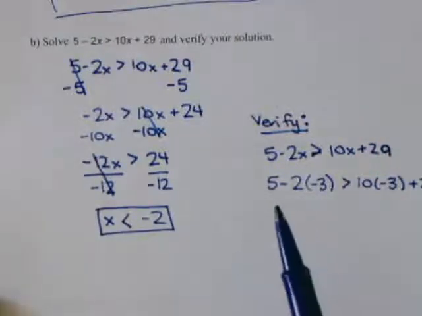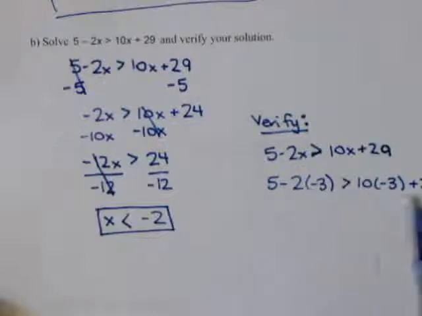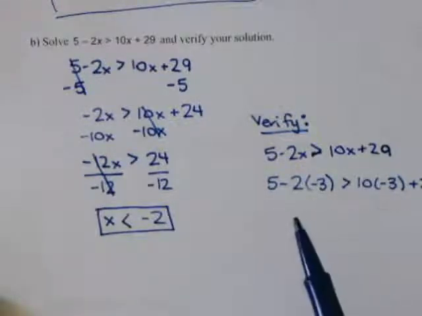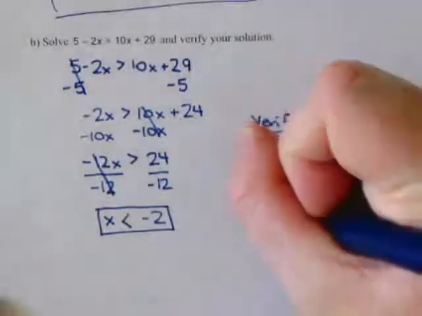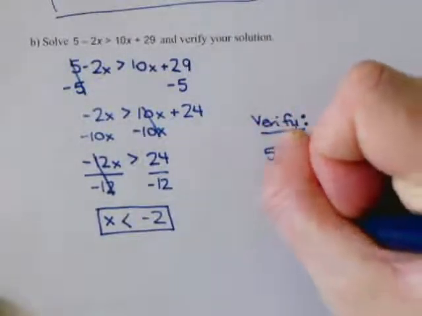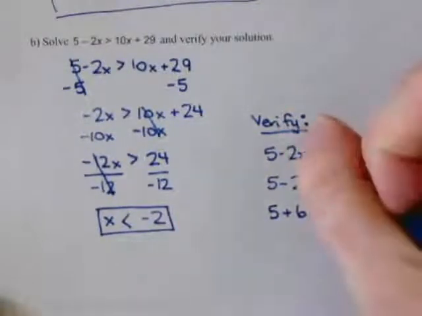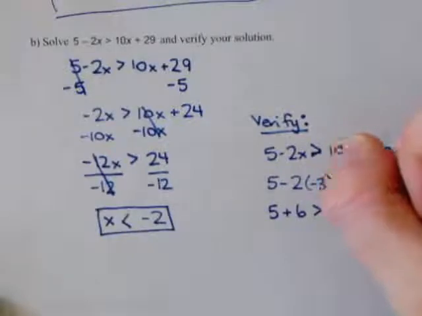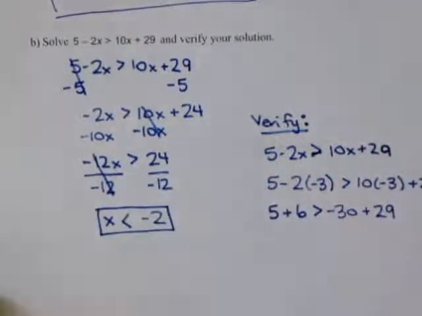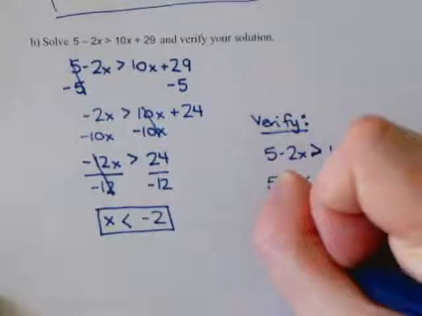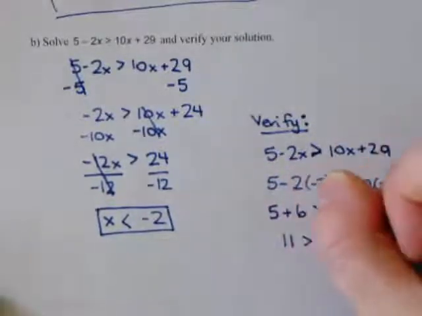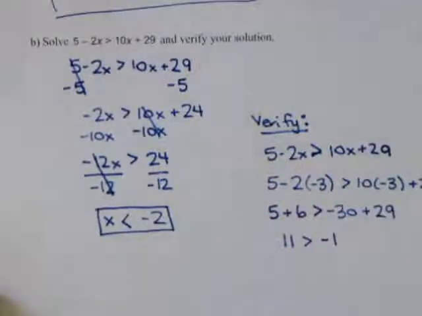And now we figure out what the value of this side is, what the value of that side is, and we determine if this in fact is the correct inequality. So 5 plus 6, because it's negative 2 times negative 3. So it becomes a plus 6, is greater than, this is negative 30 plus 29. Add them together on each side separately. It's 11 is greater than negative 1. And that, in fact, is true. Therefore, our verification is correct, and so our solution is correct as well. And that's how you verify.